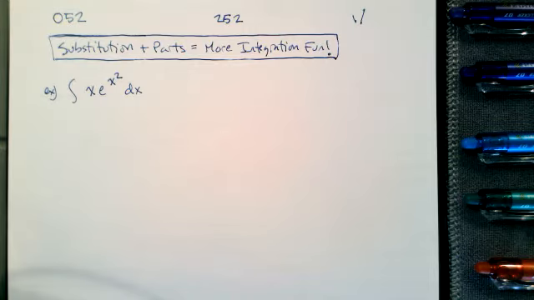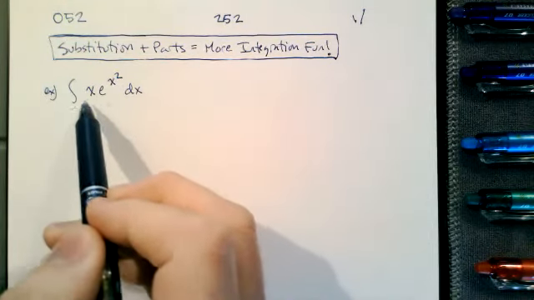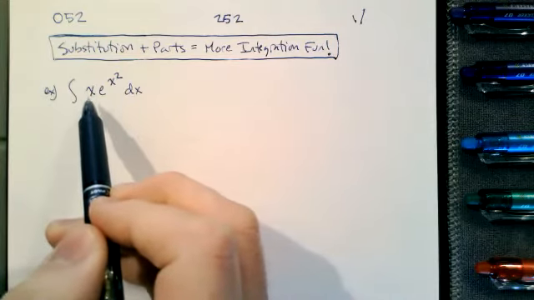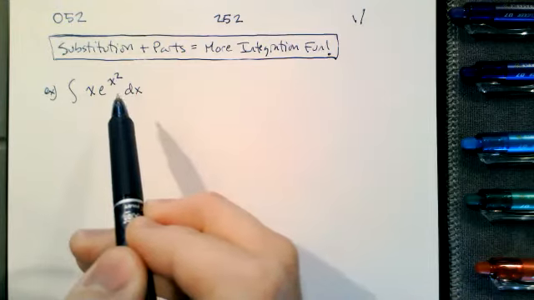So let's take a look first at this problem. Here we have x, and then we have an e to the x squared. This one needs to stand out. We need to notice this x squared is inside, and then we have to identify this x is going to be the derivative of the inside. So this is a substitution problem.